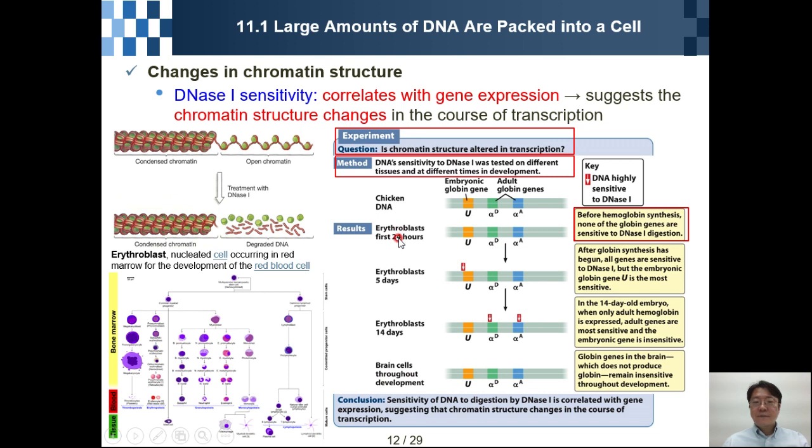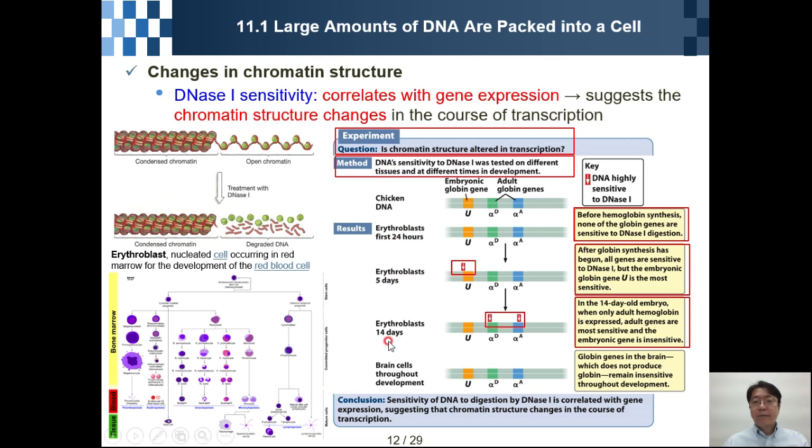After we collected the erythroblasts at the first 24 hours, hemoglobin synthesis is not initiated. So in this case, none of the globin genes are sensitive to DNase I digestion. But at 5 days, globin synthesis has begun. So all the genes are sensitive to DNase I, but the embryonic globin gene U is the most sensitive. It means that the embryonic globin gene U is actively transcribed between 1 day and 5 days.